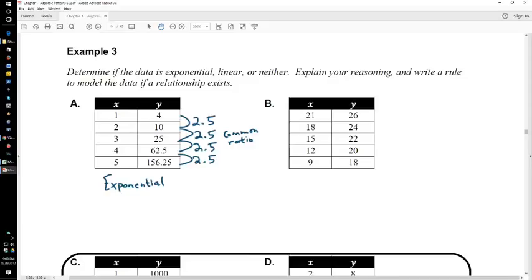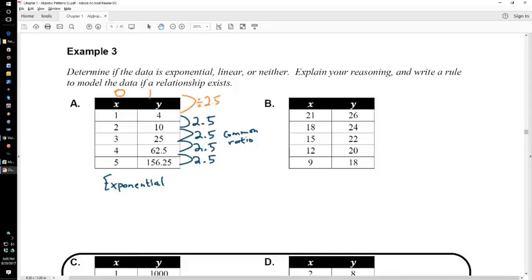Alright, we have the common ratio, we simply need the starting point. Well, if we're multiplying by 2.5, we need to go backwards, we need to divide by 2.5. So to find 0, 4 divided by 2.5, I believe is 1.6. Let me check real quick.